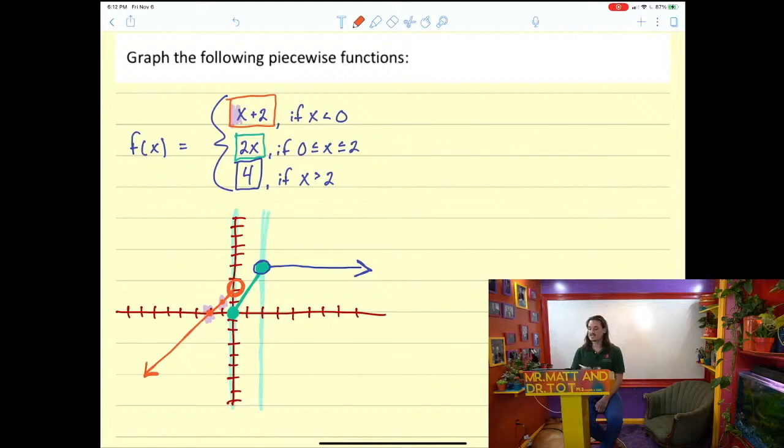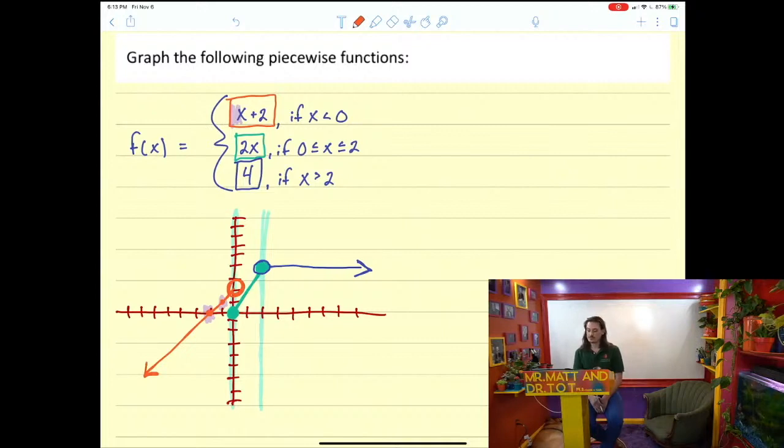Notice that we're ending at x is equal to 2. Then when f of x is equal to 2x, f of x would be equal to 2 times 2, or 4. So at x equals 2, f of x is equal to 4, so we have a solid dot at (2, 4).